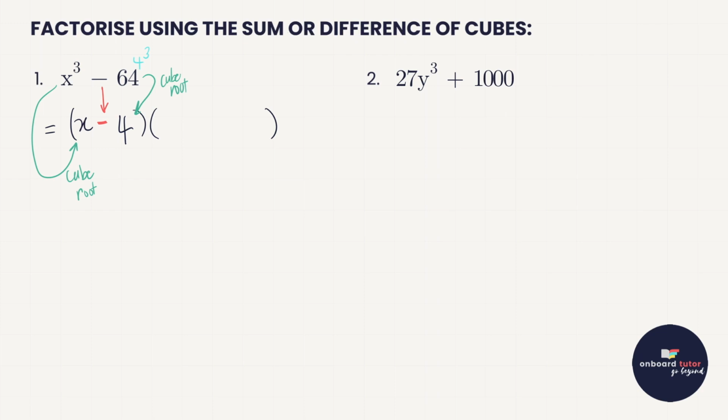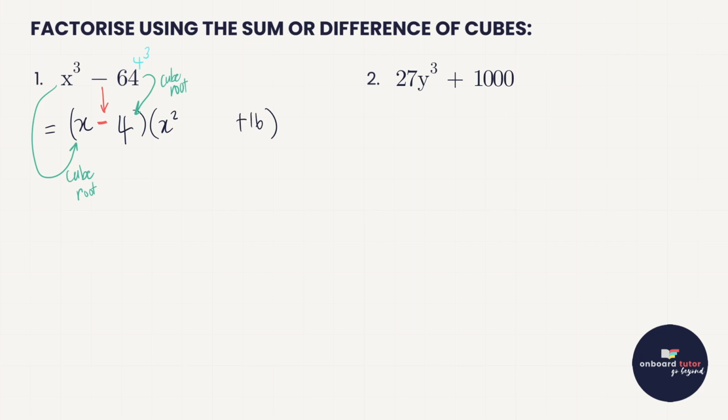Okay, so what have we done? We've taken the cube root of the first term, the cube root of the last term, and we've kept the sign the same. Now this first bracket that we've worked out is going to help us complete the second bracket. And this is how we do that. We square the first term, so x squared, and we square the last term. Minus 4 times minus 4 is positive 16.